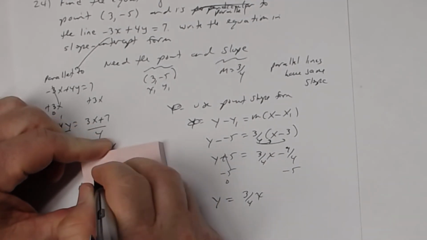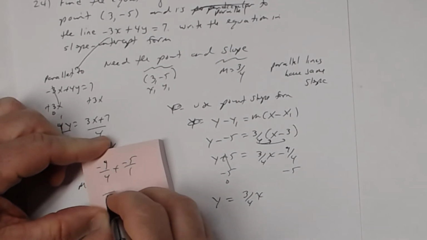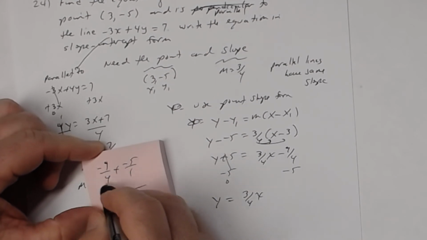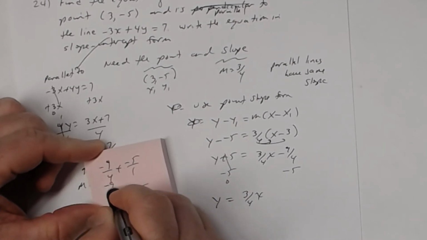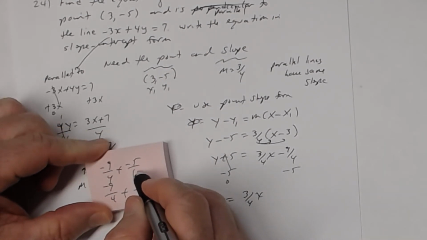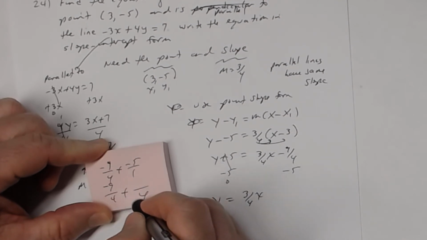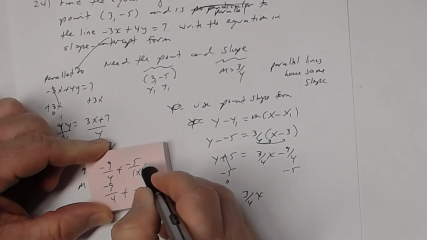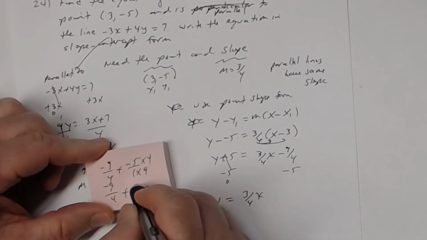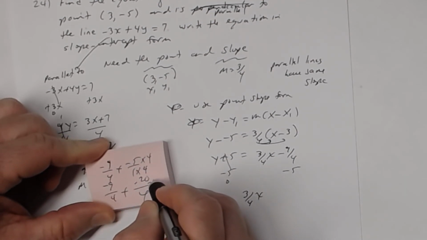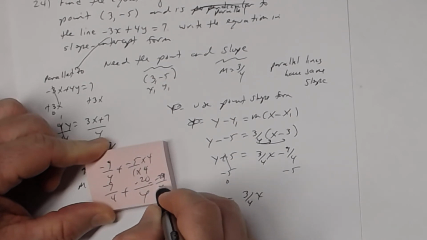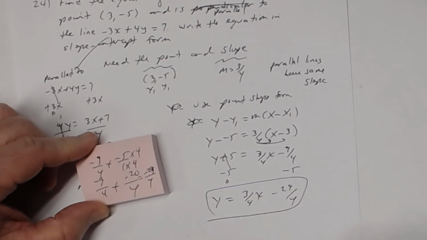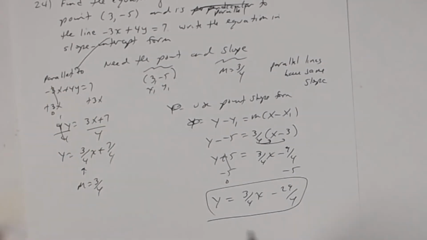So the LCD is 4. I keep getting 9/4 with these, don't I? So -9/4 is equivalent to itself. -5 is equivalent to what fraction with 4 as the denominator? I need to multiply the 1 by 4 and the -5 by 4, and I get -20. So you get -29/4. And there's your answer. That's the equation of that line.